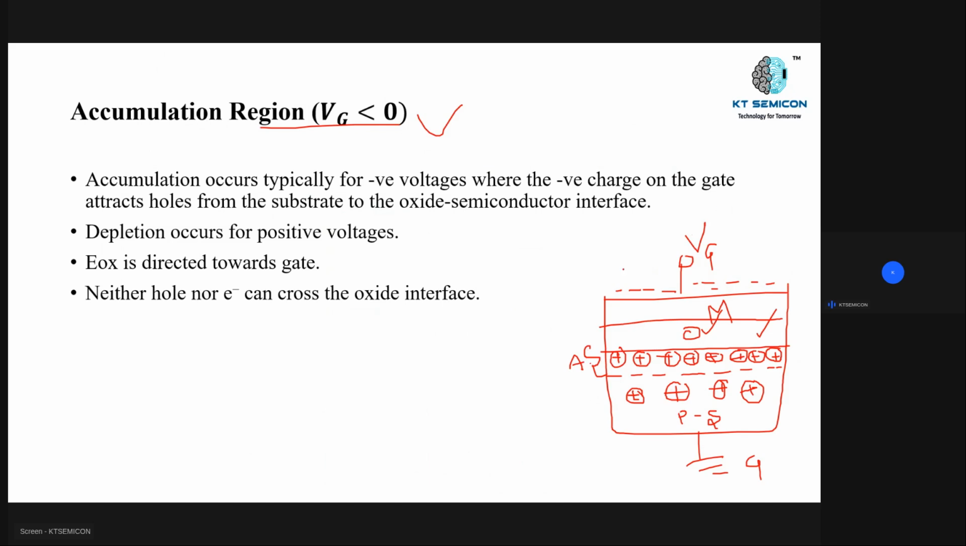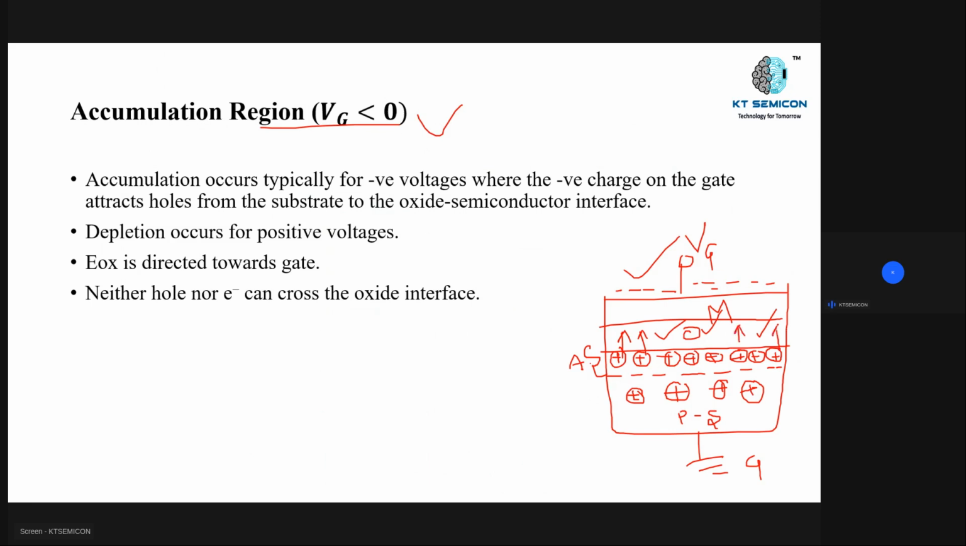Whenever we apply the negative voltage, the substrate contains positive charge, right? So this positive charge is attracted to the negative charge. Because of this dielectric medium, which means this insulating layer, it won't allow these charges through. That's why there is a formation of accumulation of holes on the substrate top layer, which is near the oxide layer. So in this case, there is a formation of electric field in this insulator, right?